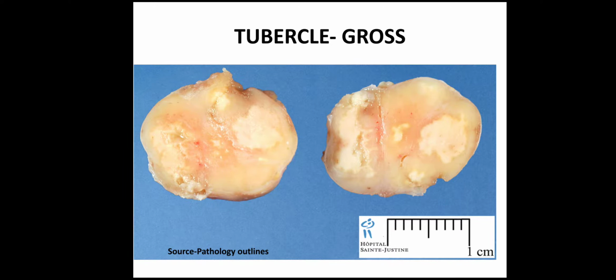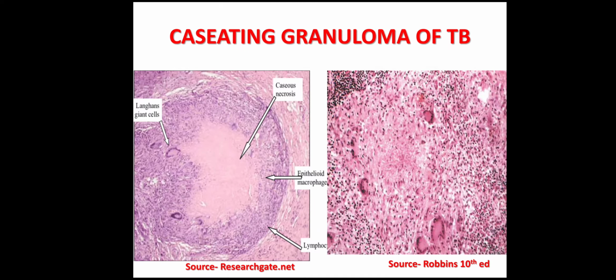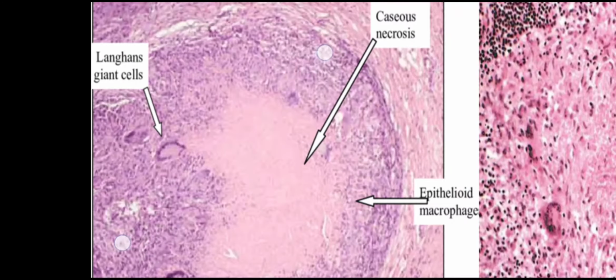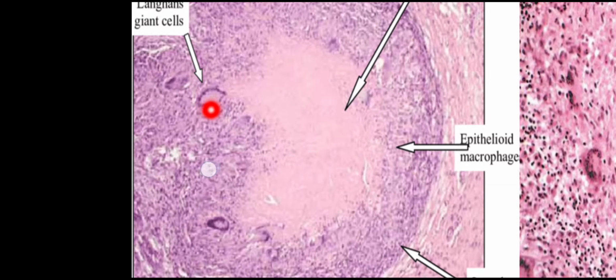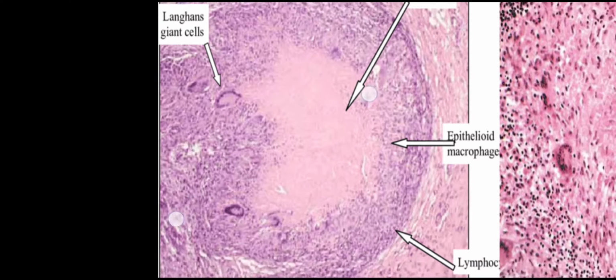So in histopathology, what we will see are caseating granulomas. Here you see that in the center there is an amorphous granular pink caseous necrosis, and surrounding that there are epithelioid macrophages and lymphocytes, and along with that giant cells are seen. These type of giant cells are known as Langerhans giant cells, in which the nuclei are arranged in the periphery in the form of a horseshoe shape. So these are known as Langerhans giant cells.